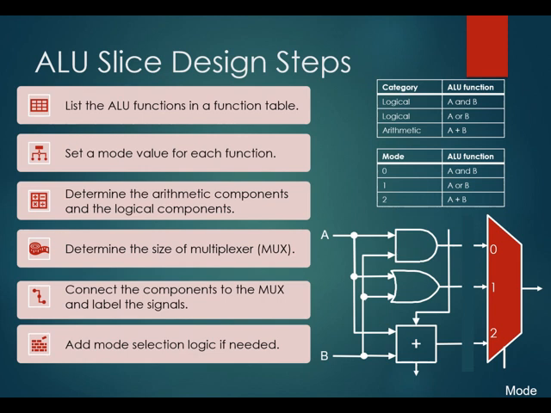But in some cases when you have sharing logic, the multiplexer size could be reduced for optimization purposes. Then the next step will be to connect the components to the multiplexer, and if you need to add additional selection logic, then you have to do that as the last step. Okay, so make sure you label all the input and output signals.